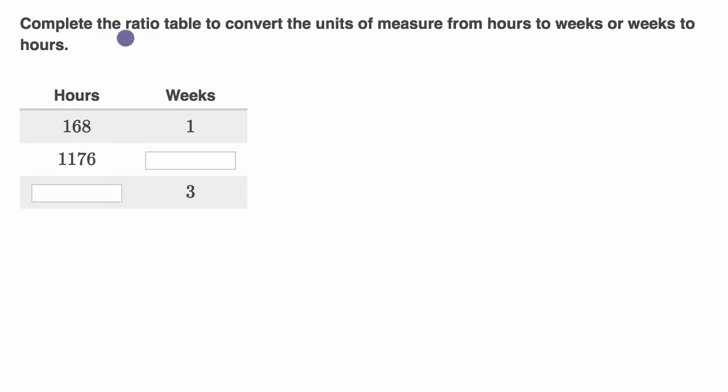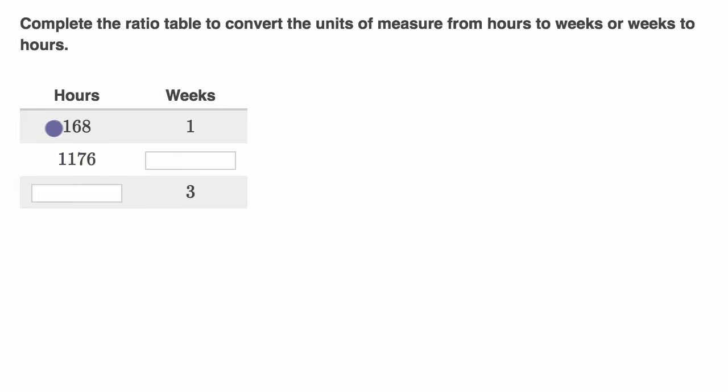We're told to complete the ratio table to convert the units of measure from hours to weeks or weeks to hours. So we see here they've told us already that there's 168 hours for every 1 week. One way to think about it is the ratio of hours for every week is 168 to 1. And then they calculate, well, if we have 1,176 hours, how many weeks is that going to be? So pause this video and see if you can figure it out.